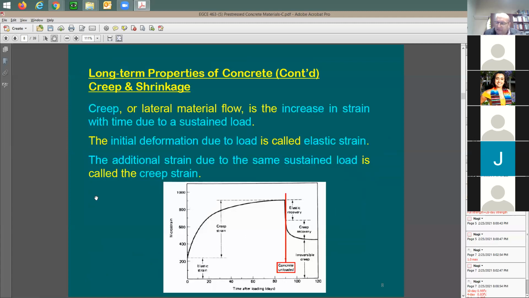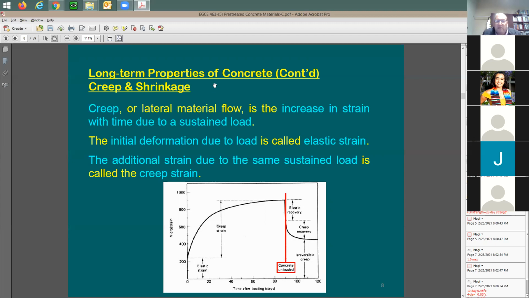Now we're talking about losses. Now we need to know where the losses come from. The first source of losses is going to come from the concrete. Concrete as a material is going to shrink, so we call this shrinkage. The cement itself is going to shrink. The aggregate is not going to shrink.